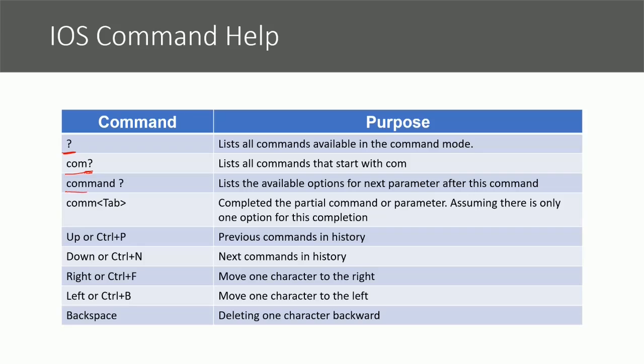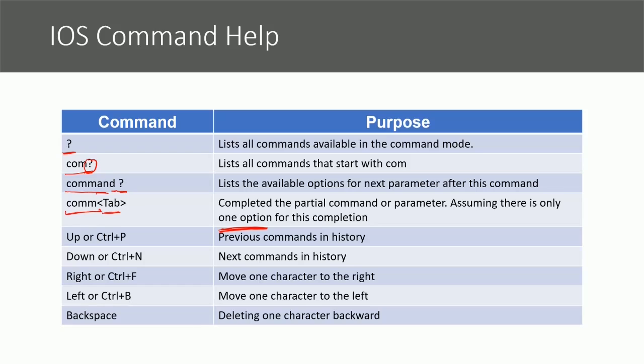If you type the full command, but you want to know more about different options, variables, or parameters available after this command, you can type the command, space, then question mark. If you are not sure how to complete the command, you can type a few letters of the command, then press tab. This way, the switch will complete the command for you. But in this case, there should be one option only for this command, otherwise tab will not work and you need to use a question mark instead to list all options of this command.